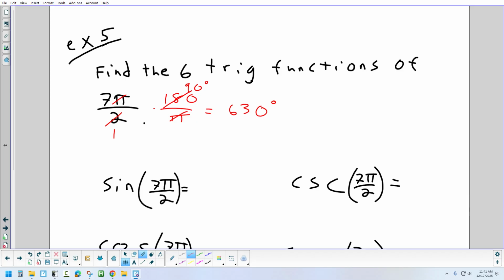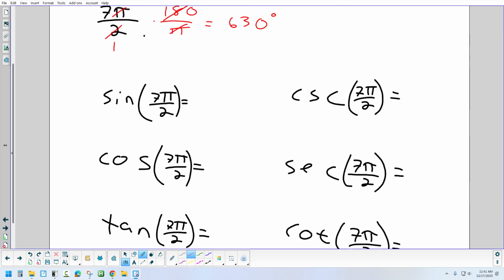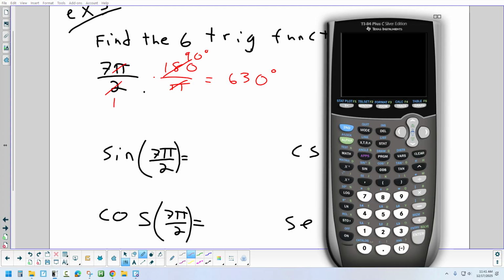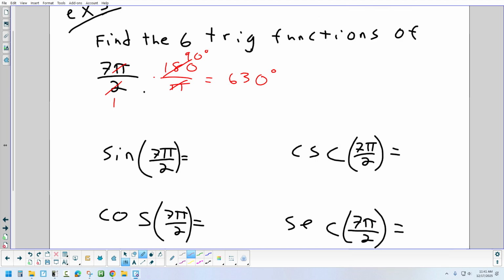What can we do? We talked about this earlier in the week. Something we can do to that number that will not mess up any of these 6 trig functions. It's going to change that number, but it's not going to mess up the answers. Well, this is easier: subtract 360, so you get a number below 360. So what we're working with this time is a 270 degree angle.